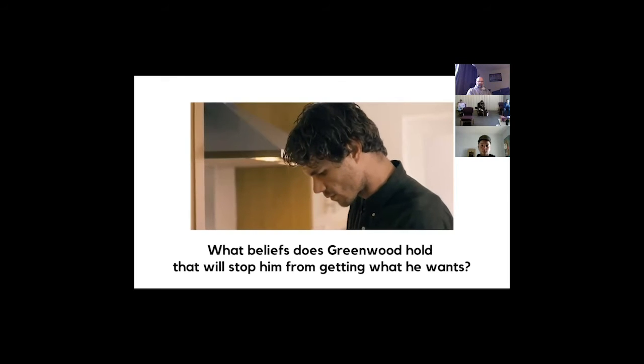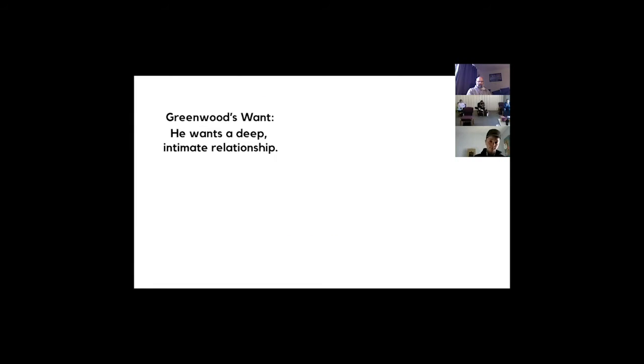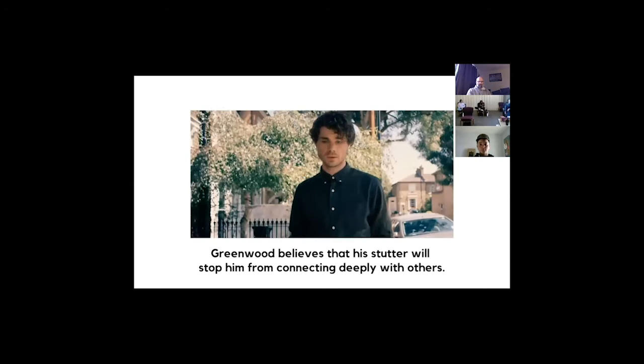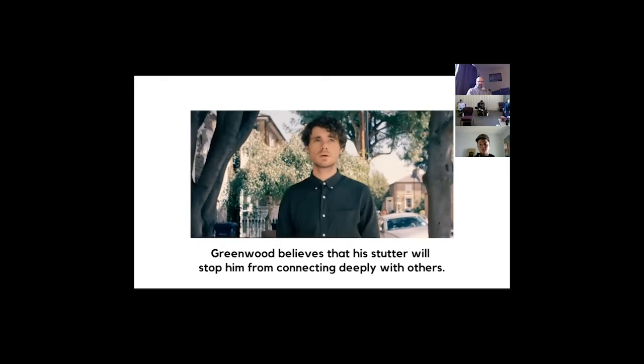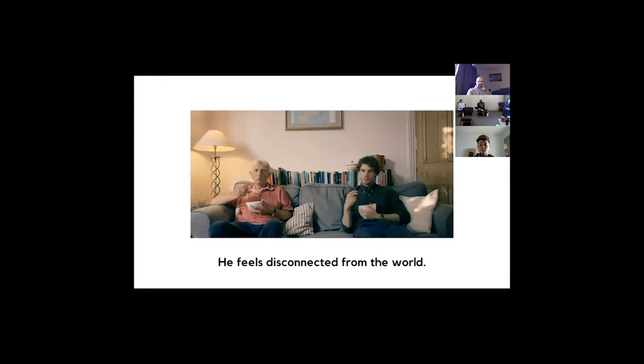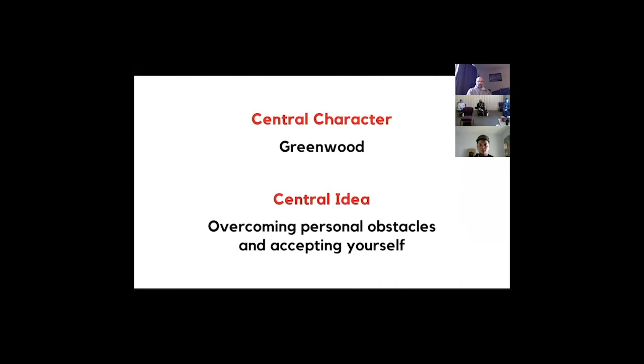What beliefs does Greenwood hold that will stop him from getting what he wants? We have the character's want and this major external obstacle. We can use these together to help build out Greenwood's philosophical beliefs and the philosophical conflict. Greenwood believes that his stutter will stop him from connecting deeply with others. He feels disconnected from the world and believes his stutter will always hold him back. He is wallowing in self-pity.